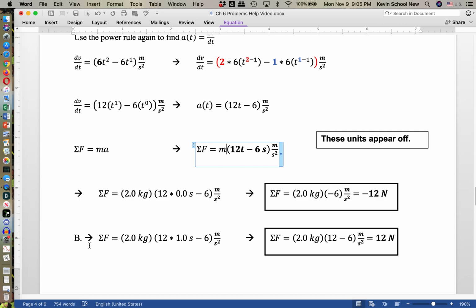For part B, it said do this at 1 second. So I do the exact same equation, but now I plug in 1 second where I had 0 seconds before.